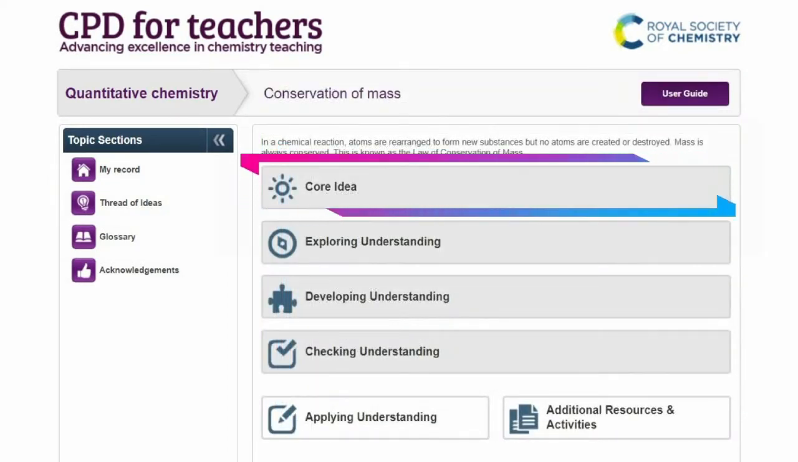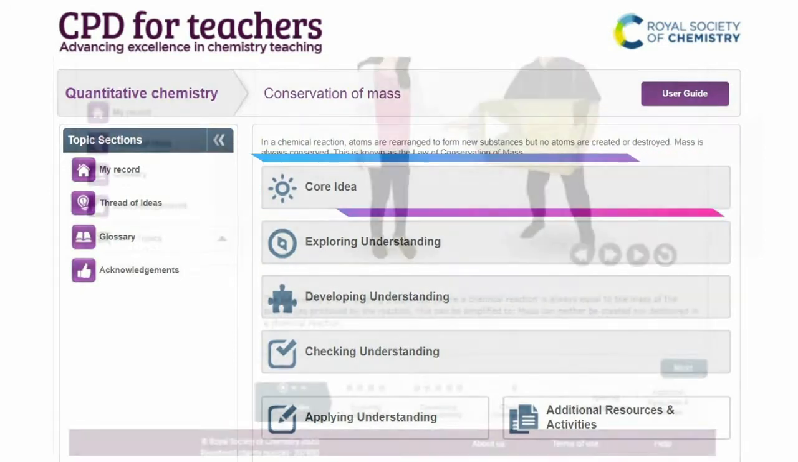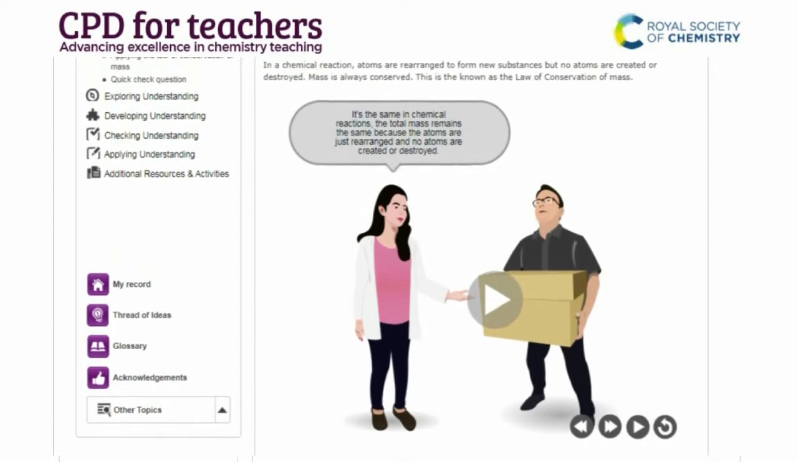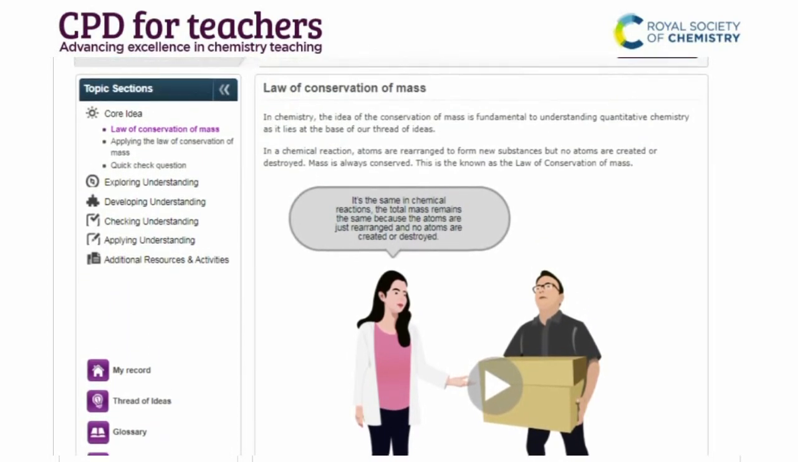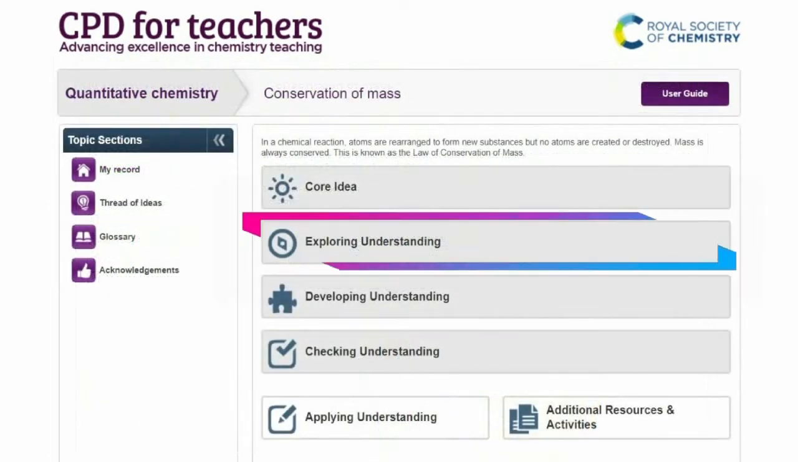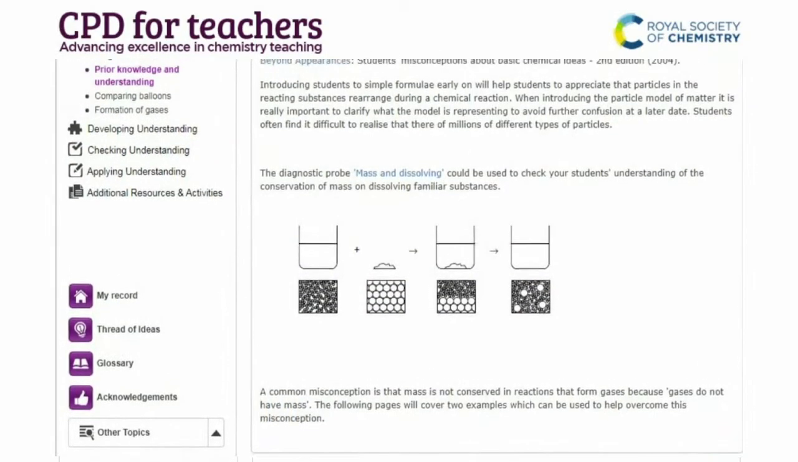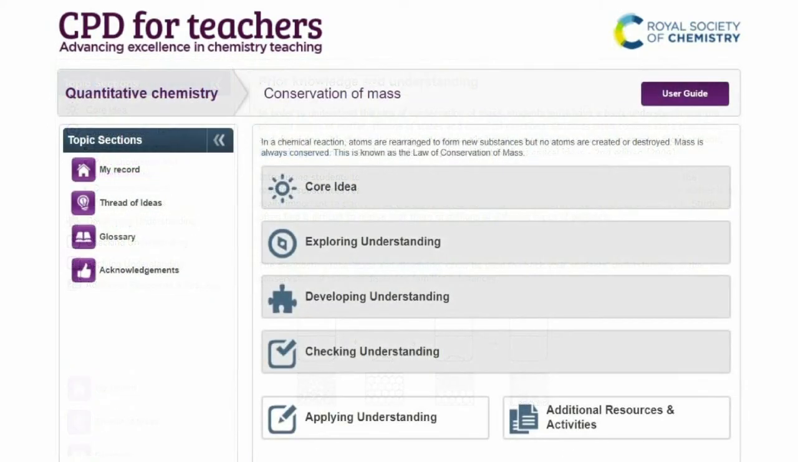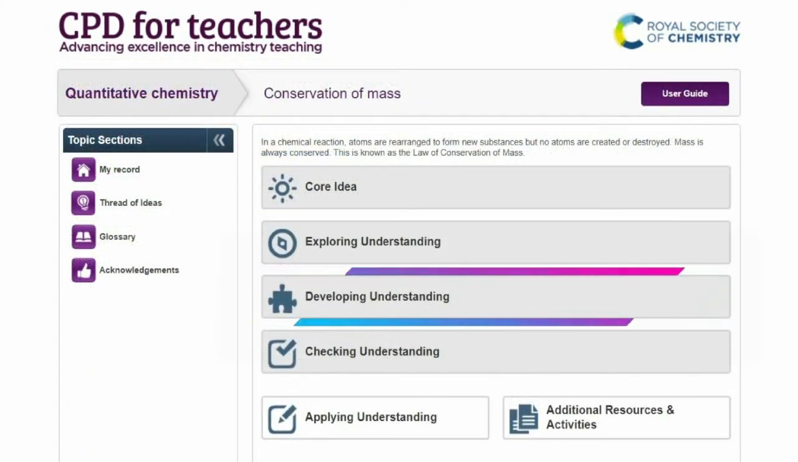Next, we have the core idea. This is where key chemical content is covered in a variety of different ways. This is what students need to know. Then we move to exploring understanding. This is where we consider different teaching approaches and methods, as well as possible student misconceptions and how they can be dealt with. After exploring, we move to developing understanding.